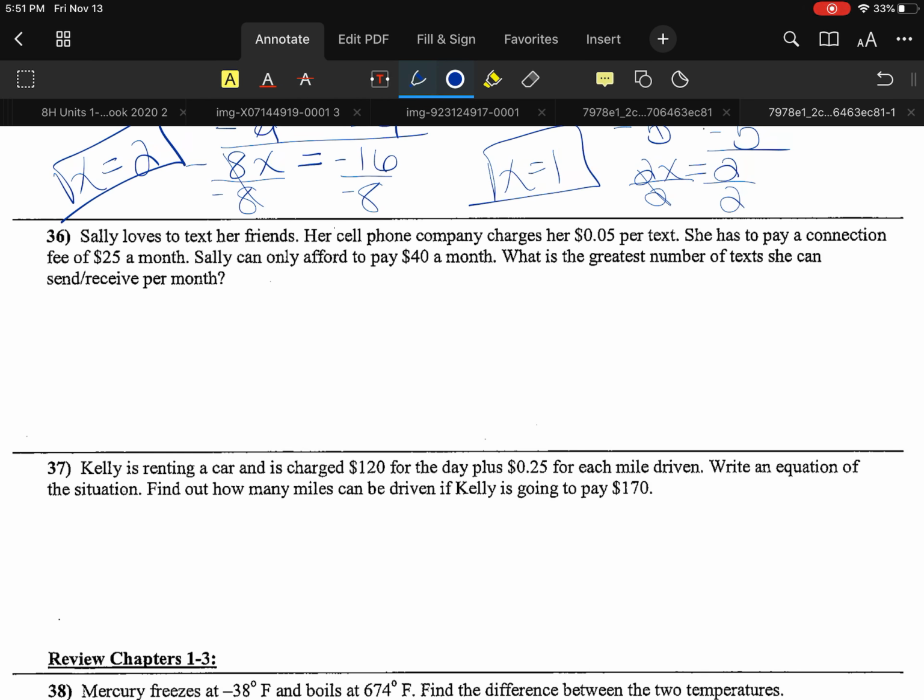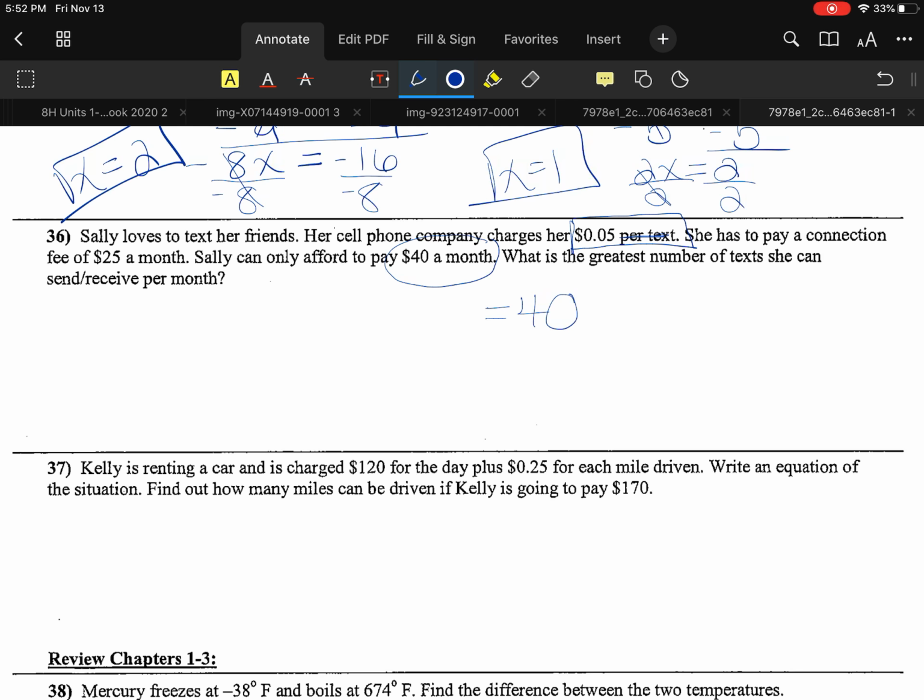Number 36, Sally loves to text her friends. Her cell phone company charges her 5 cents per text. She has to pay a connection fee of $25 a month. Sally can only afford to pay $40 a month. What is the greatest number of texts that she can send or receive? So she can only pay a total of $40 a month. So we know that our equation has to be equal to 40.